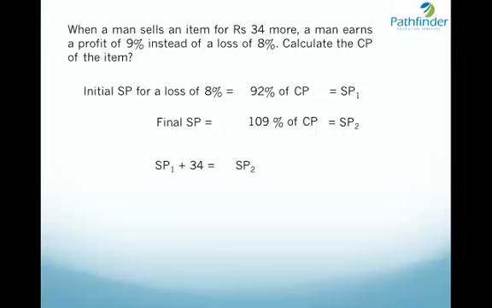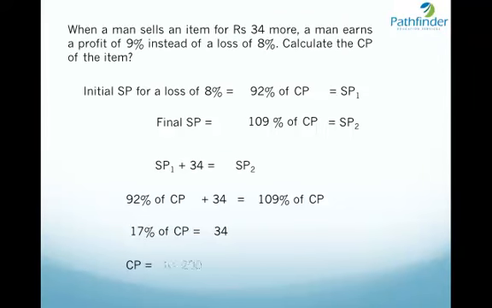Let us substitute the values. 92% of cost price plus 34 must be equal to 109% of the cost price. So SP1 is 92% of cost price, SP2 is 109% of cost price. On taking the like terms on one side, we have 17% of cost price is equal to 34, and the value of cost price is rupees 200. 34 upon 0.17 would be 200.